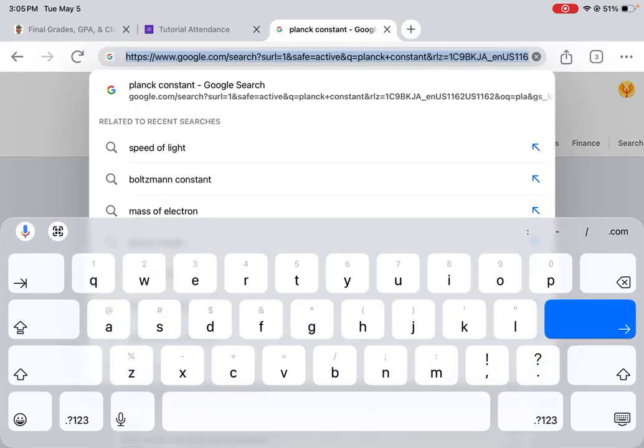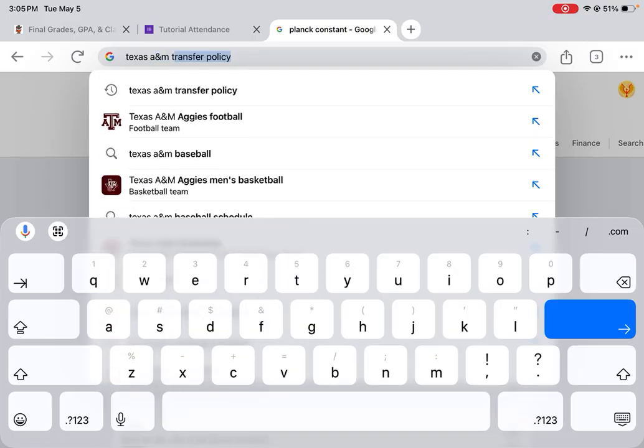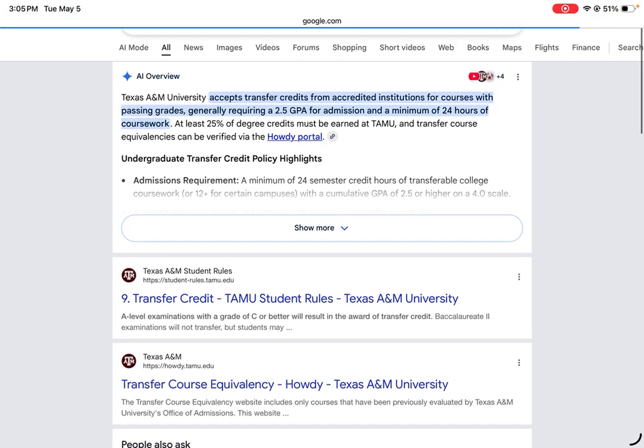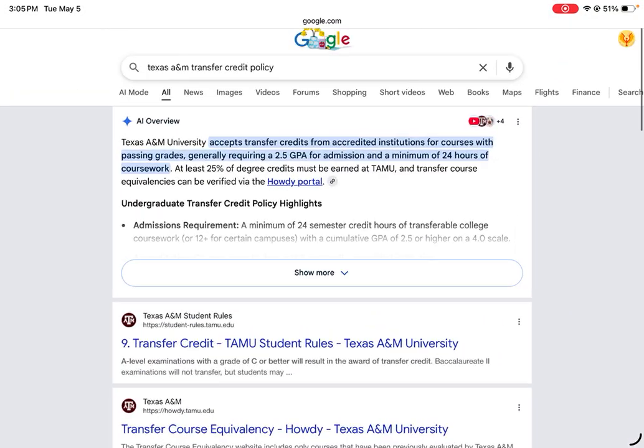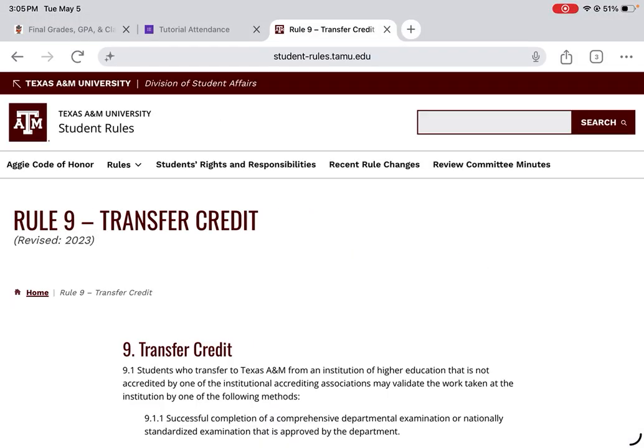all the kids have to do is look up the school. So I'll do Texas A&M transfer credit policy. All right, so then the AI will say something, but I don't trust the AI. So I tell all my kids to actually look for the words on the actual website.